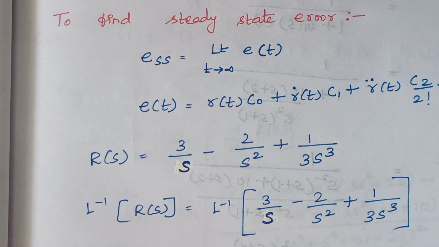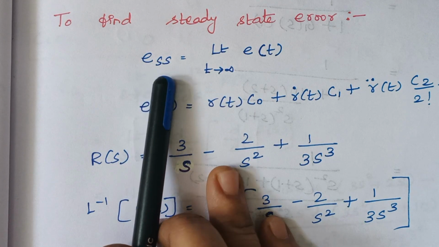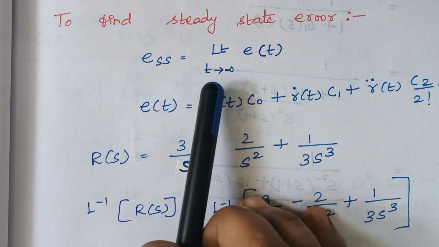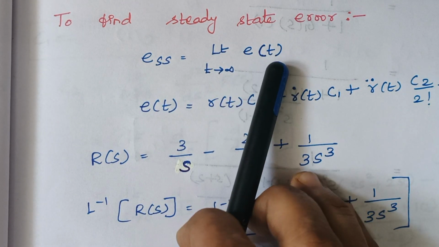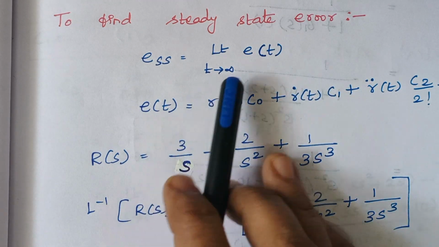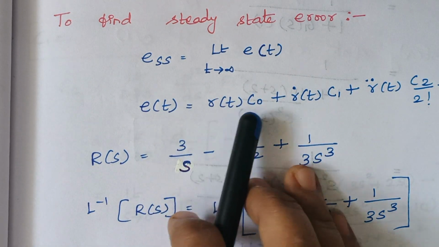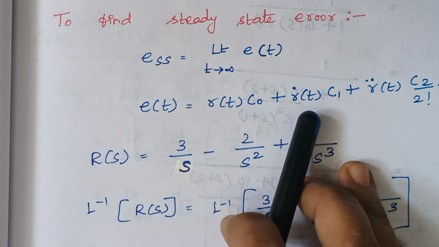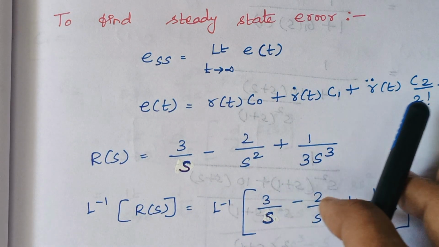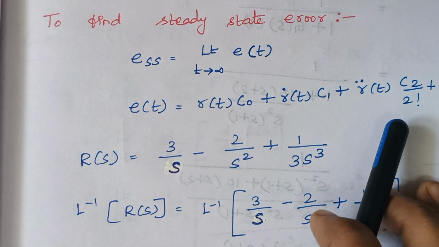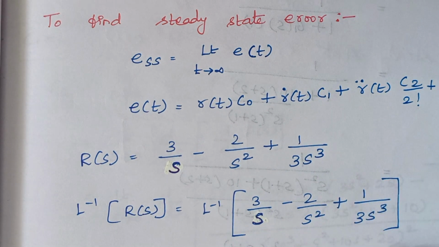Next, we are going to find the steady state error. This is our second part of the problem. So as we all know, the formula for steady state error is limit t tends to infinity e of t, right? So what is the formula for e of t? E of t is given by r of t into c naught plus r dot of t into c1 plus r double dot of t into c2 by 2 factorial plus it goes on.